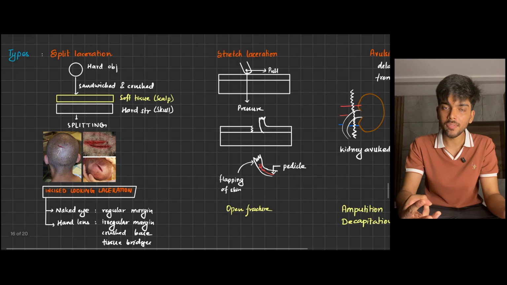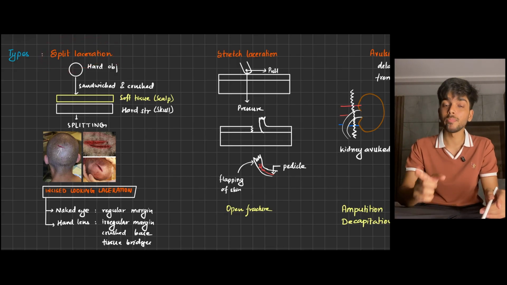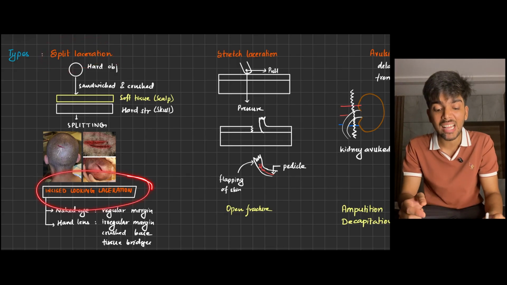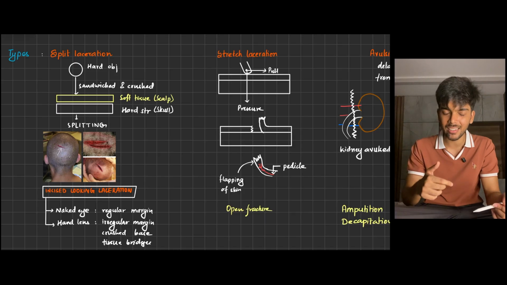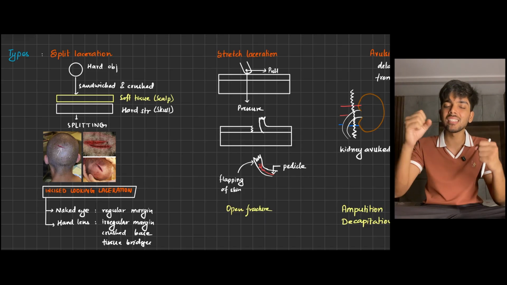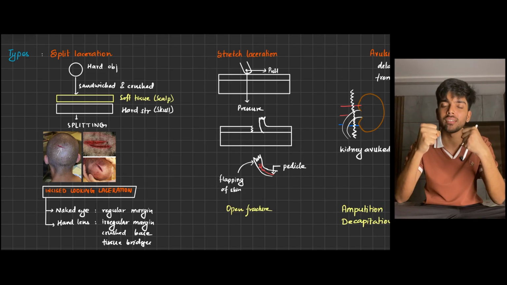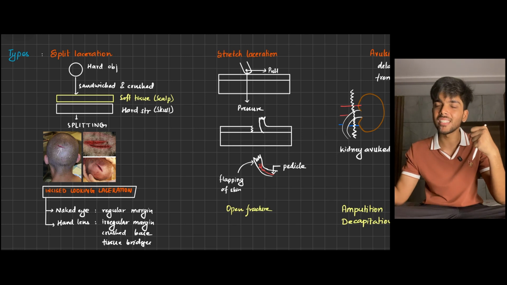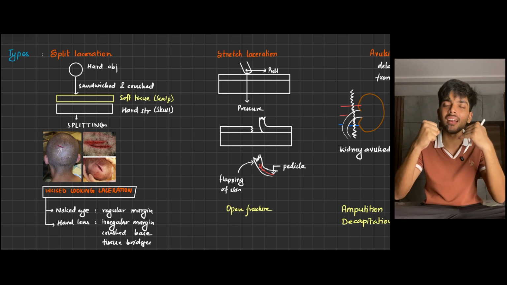Then there are 3 types of laceration. First is split laceration. Split laceration is also referred to as incised looking laceration. In split laceration, a soft tissue is crushed between 2 hard objects, out of which one is the striking object and the other is the underlying body structure like the skull itself.